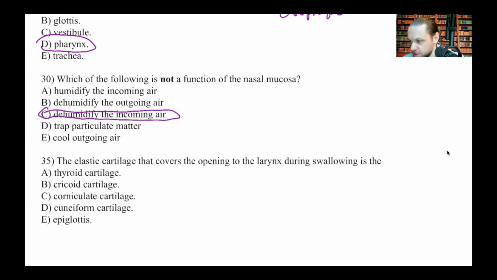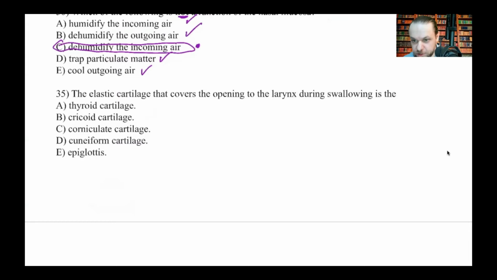That is correct, right? So about these questions, what you've got to be very cognizant about is the word not. So it's a good thing you don't miss it. Sometimes they're tricky. They'll write not in bold lettering, and you have to pick this up because everything else is in fact a function. It humidifies the incoming, it dehumidifies the outgoing, traps particulate matter, cools outgoing air. And the only thing that it does not do is dehumidify the incoming air, because we want to humidify it. So dehumidify incoming is not the correct choice. Good. 35. Let's do Christopher.